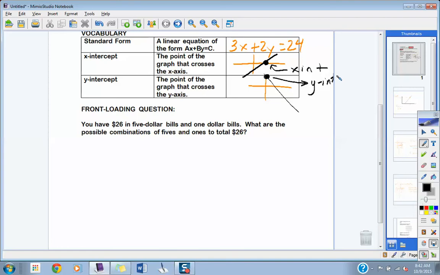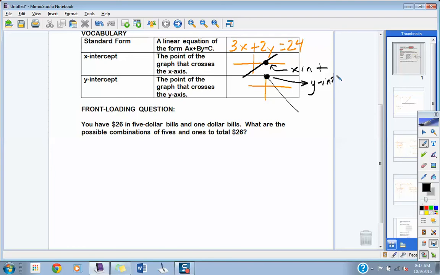So again, everything that we're looking at today is going to be linear. We're just going to have a different form. I want to show you how this works today. Got a quick front-loading question. This ties in nicely with standard form. I want a volunteer to read my front-loading question here. Thanks, Emily. You have $26 in $5 bills and $1 bills. What are the possible combinations of 5s and 1s to total $26?